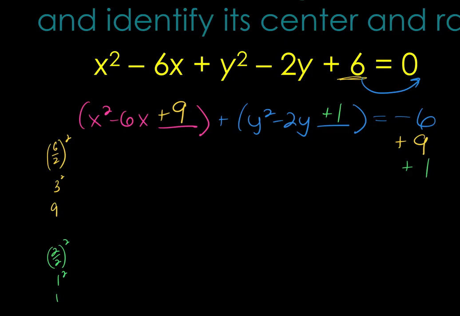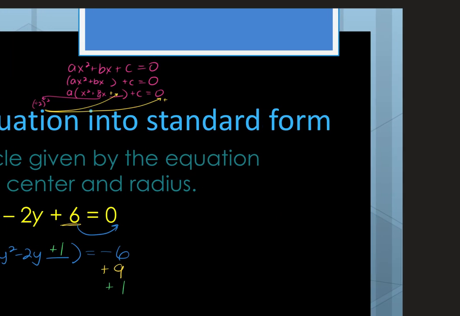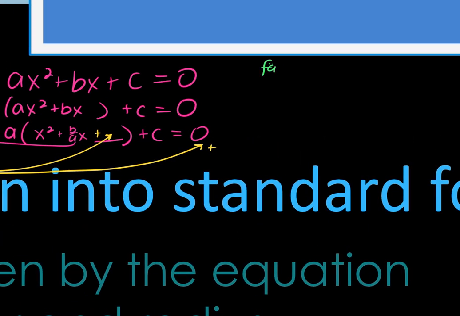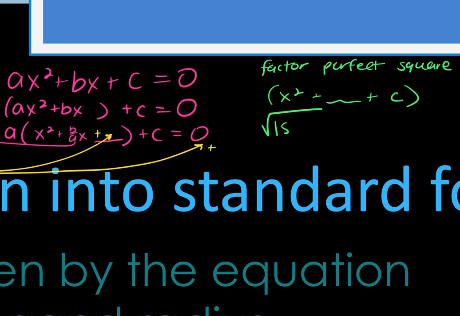Everybody with me so far? All right, then to factor, so I'm going to come back up here so we can talk about that again. Factoring a perfect square trinomial. I square root the first term. I square root the last term. I take the sign from the middle. Put it in parentheses and square it.